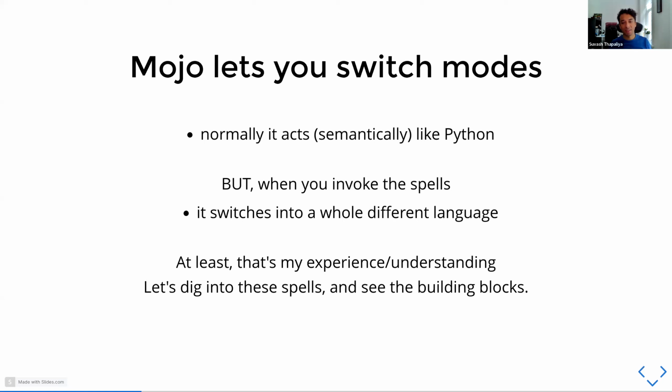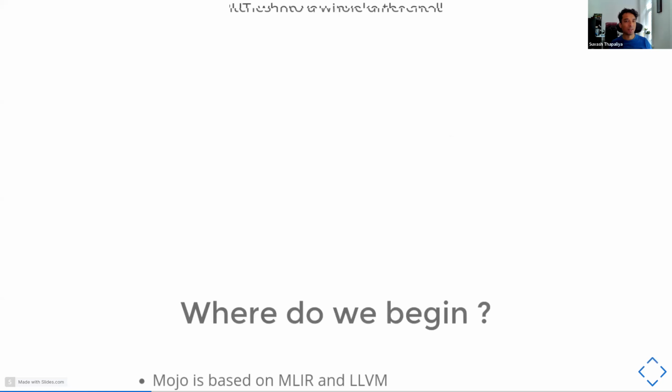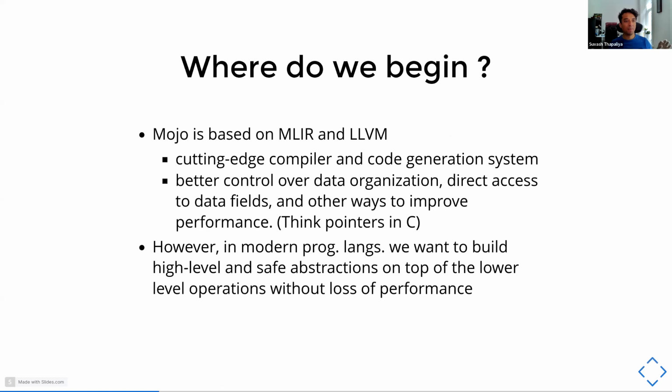Now let's dig into these bits and see what the building blocks are. Okay, where do we begin? Mojo is based on some technologies called MLIR and LLVM. This is something Chris Lattner worked a lot on. He basically, I would say, started these projects. What you get out of this is a really cutting edge compiler, a good code generation system, good control over data.